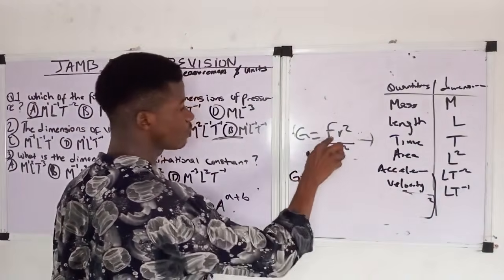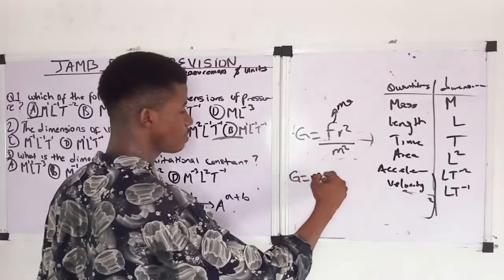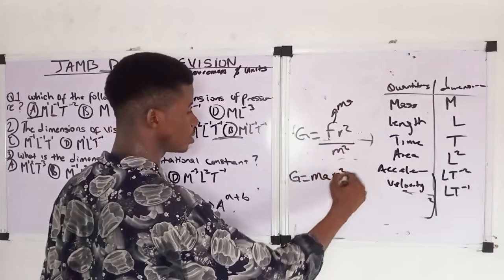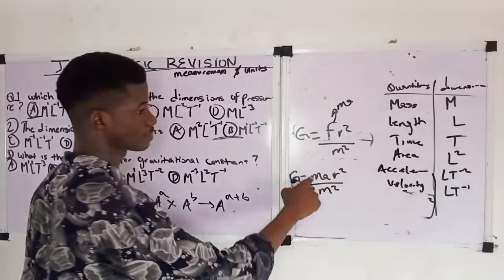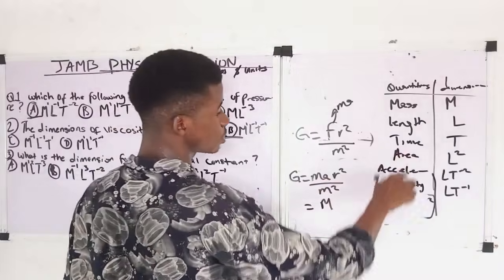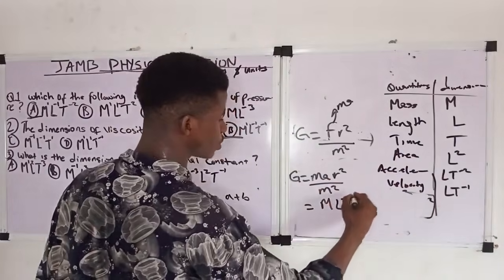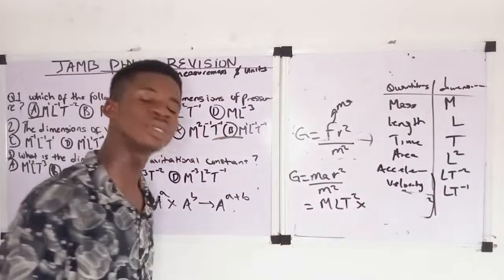So G is equal to, what is the formula for force? Remember, force is MA, right? So it's MA, then radius squared divided by M squared, right? Yes. Now what is the dimension for mass? The dimension for mass is capital letter M. The dimension for acceleration is L to the power minus 2. Then times, now what is the dimension for radius?